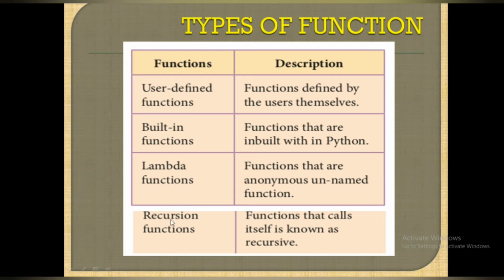And then recursive function. Recursive means repeating something again and again. So a function that calls itself is known as recursive. A function that can make a call to itself is known as a recursive function. Now we can see these functions one by one in detail. What are the different kinds of functions used in Python? There are 4 different kinds of function: user defined function, built-in function, lambda function and recursive function.